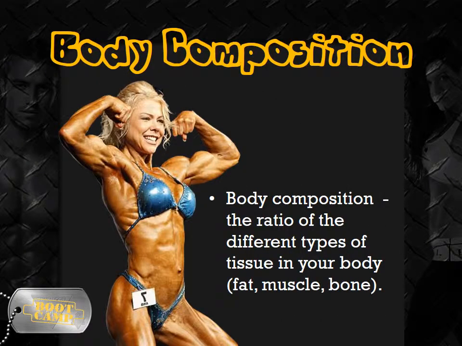Our last component of fitness that we look at is body composition. It's another health-related, if not the most important health-related component of fitness, and it basically refers to the ratio of the different types of tissues you have in your body. So what percentage of your body is made up of fat, muscle, bone. Typically it's measured in fat mass, and we look at improvements in fat mass.